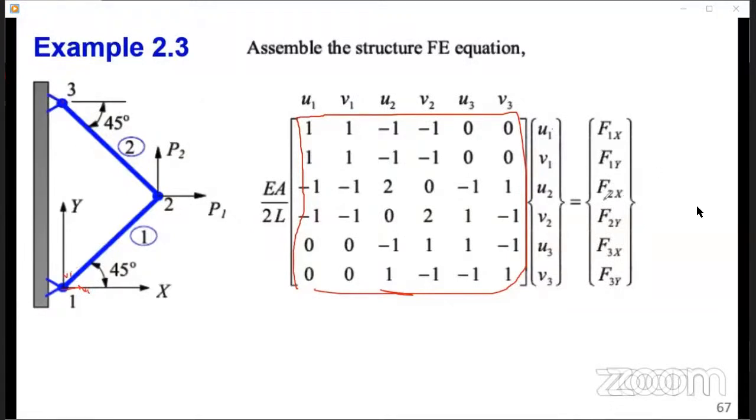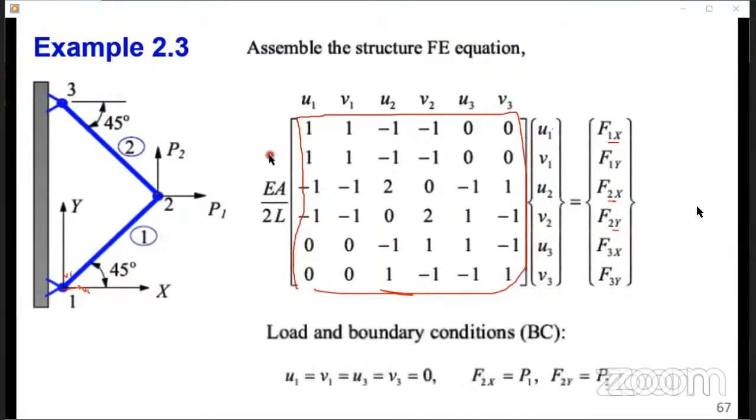What else is known? Forces are given. P1 is F1 in the direction X. No, sorry, there is F2. This is not 2. F2 in direction X. P2 is equal to F2 in direction Y. So substitute those known values in this equation.